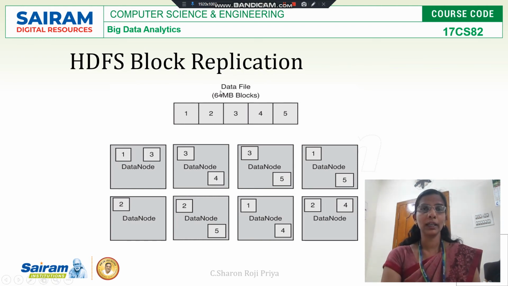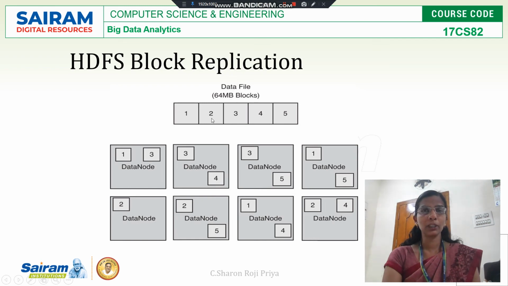Now you can see a data file is there, and this data file is split into blocks, and the block size is 64 MB. And here you can see the number of nodes is 8. So the replication factor should be 3. That is, each block should be available in 3 data nodes. So you can check the first block. The first block is available in the first node, 4th node and the 7th node. It is available in 3 data nodes since the replication factor is 3.